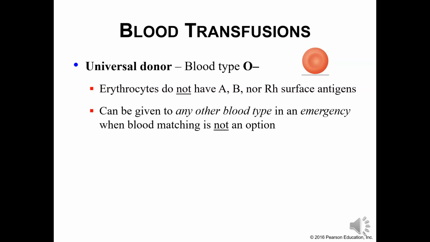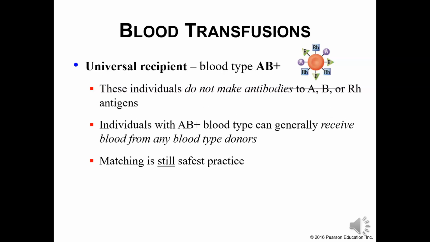So blood type O negative is referred to as a universal donor blood type because their red blood cells do not have either the A, B, or the Rh surface antigens. They can be given to any blood type in an emergency when blood matching may not be an option. The universal recipient is blood type AB positive, because if you're AB positive, you won't have any antibodies in your serum. So those individuals do not make any antibodies to either A, B, or Rh antigens, so they can receive blood from anybody.